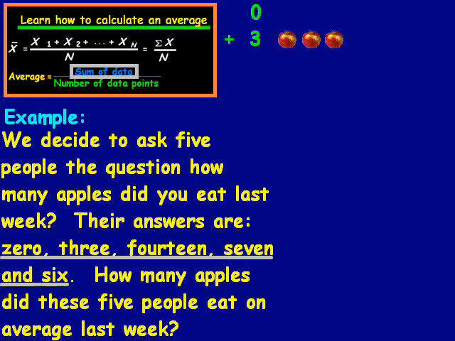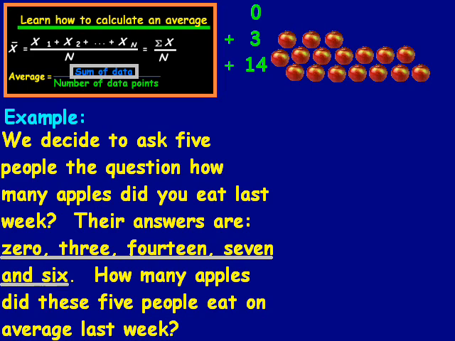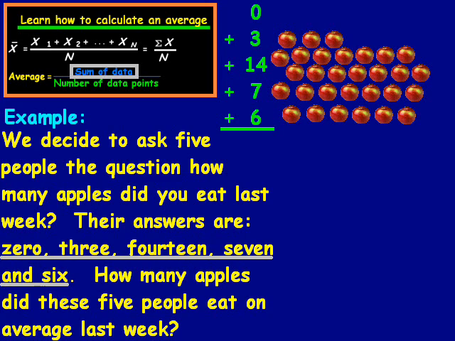And then our third person had 14 apples. So 3 plus 14 is going to be equal to 17. The fourth person we asked ate a total of 7 apples. So we're going to take the 17 number and add it to 7, which gives us a total of 24. And then the fifth person we asked ate a total of 6 apples. So if we add 24 apples plus 6 apples, that gives us a total of 30 apples. So we know that our sum of the data is equal to 30 apples in this case.